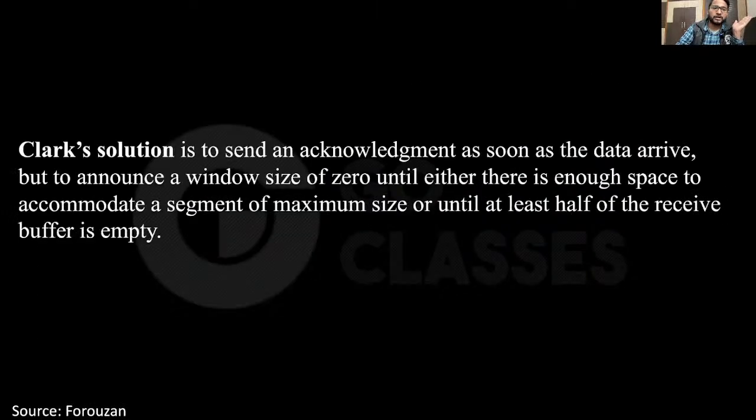Let me just tell you, this slide I have taken from Forouzan. So this is called Clark's solution. There was another scientist. He has given the solution when the receiver is slow. He is saying to send an acknowledgement as soon as the data arrives, but to announce the window size of 0 until there is enough space to accommodate more data. So that's a very easy solution, right? You do not need to remember it again, but you just need to make sure that you have understood everything.